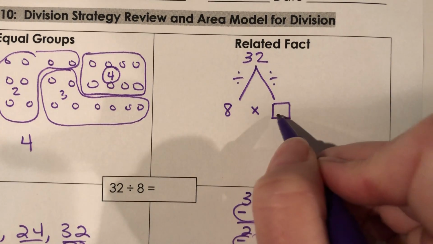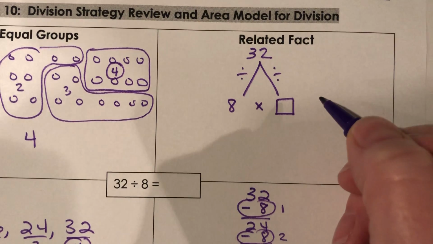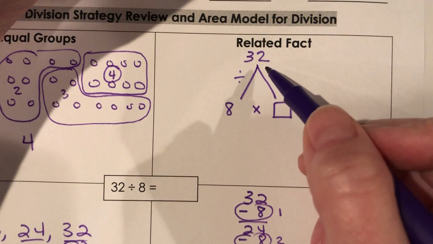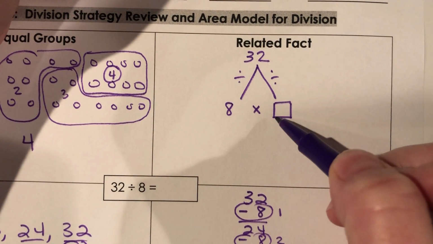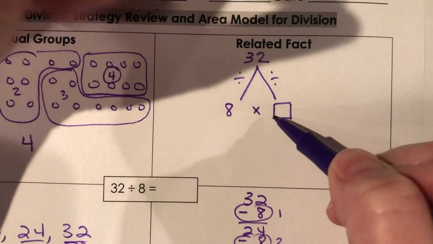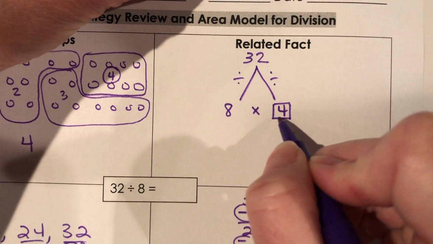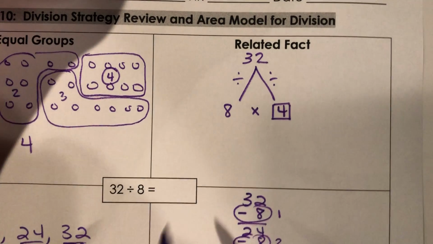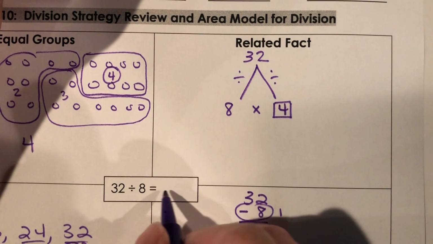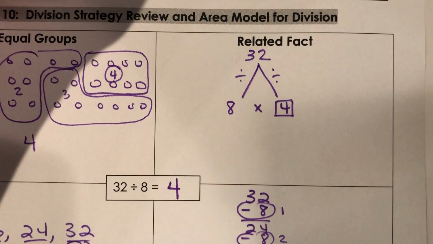And if you were asking yourself 8 times what is 32, you might count by 8s and see how many it takes to get to 32. That's repeated addition for multiplication. So 8, 16, 24, 32. 8 times 4 is 32. So no matter how you'd solve this, 32 divided by 8, we see, is 4.